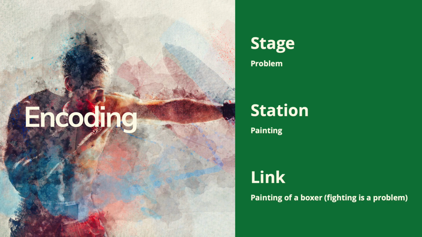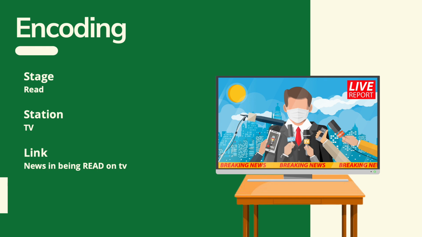Okay, so the first stage of research is finding your problem. And our first station is the painting. So the link is to make a painting of a boxer. Obviously, fighting is usually linked to a problem or an altercation, so it's an easy trigger to remember that the first stage is problem. The second stage is to read the literature related to your topic.